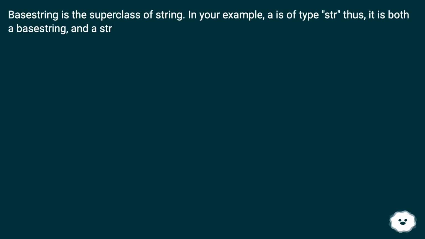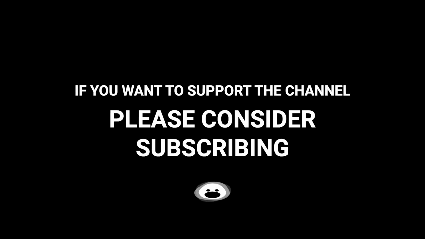basestring is the superclass of str. In your example, a is of type str, thus, it is both a basestring and a str. isinstance.